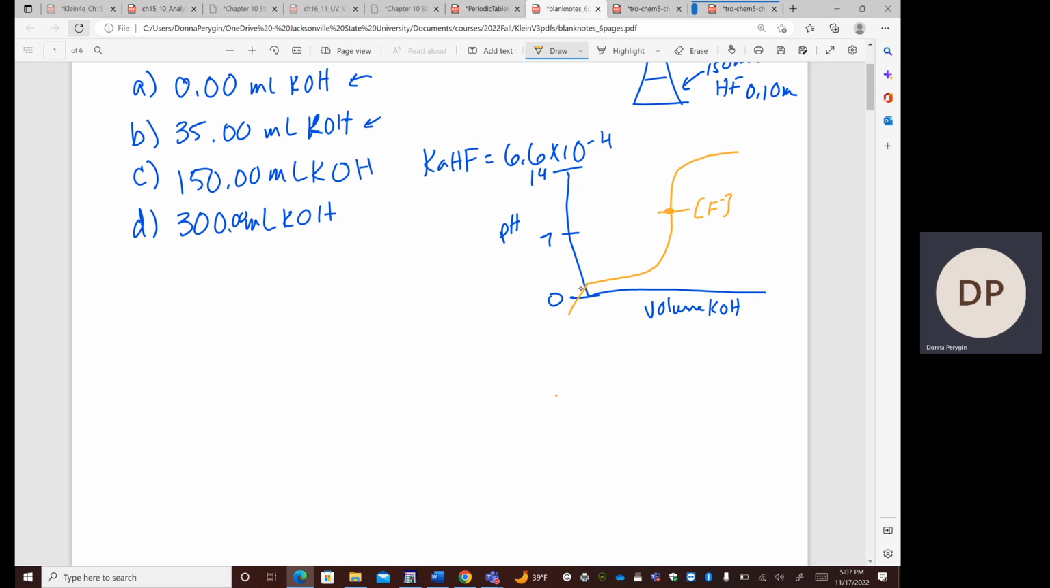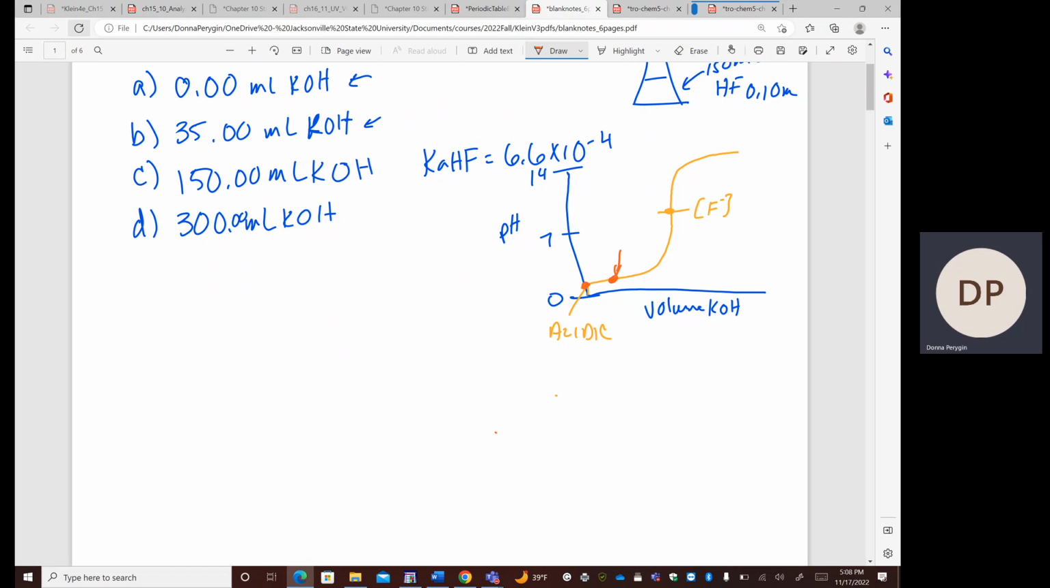At 0 KOH, we can expect to be acidic, so this is going to be in a low pH range. As we begin to add potassium hydroxide, our pH begins to increase. So as we move along this graph, our pH begins to increase, and at some point, maybe at our 35 milliliter mark, we can expect to have a slight increase in pH.